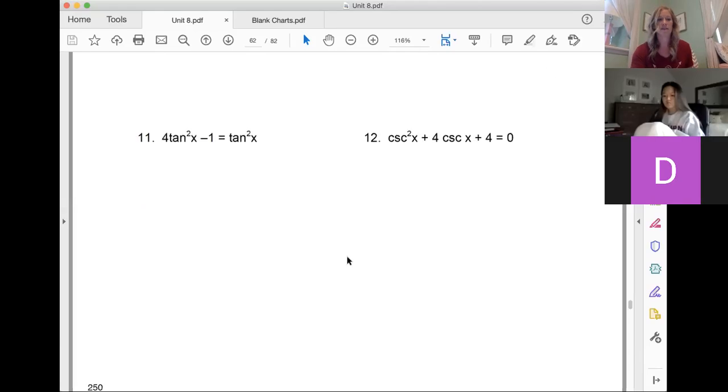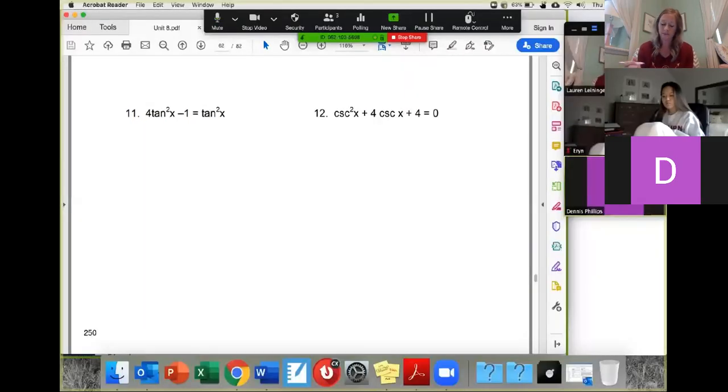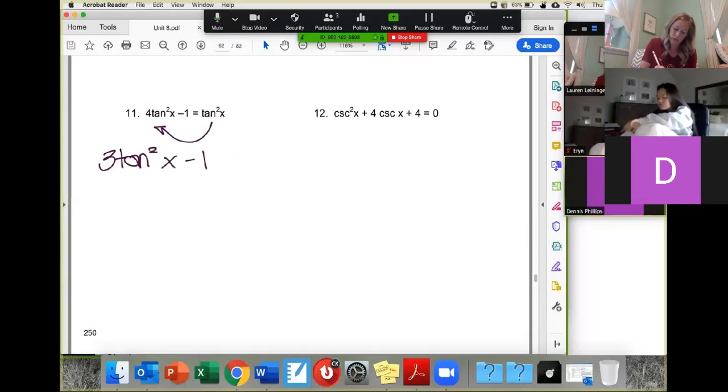All right, so number 11, page 250. That one, when I look at it, I see that everything's in terms of tangents already. So I would typically start by moving everything to one side if it's all in terms of the same type of thing. This will give me 3 tangent squared minus 1.